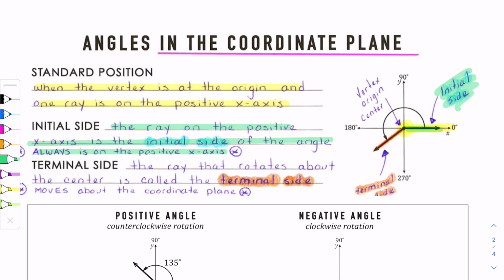And the terminal side is the ray that rotates about the center, and it moves all around the coordinate plane. So here is the terminal side in this example. It could be anywhere, so it's wherever the second side of your angle is. It's called the terminal side.